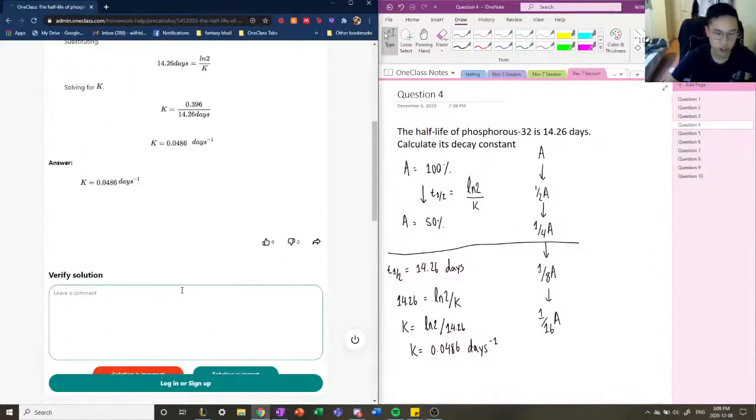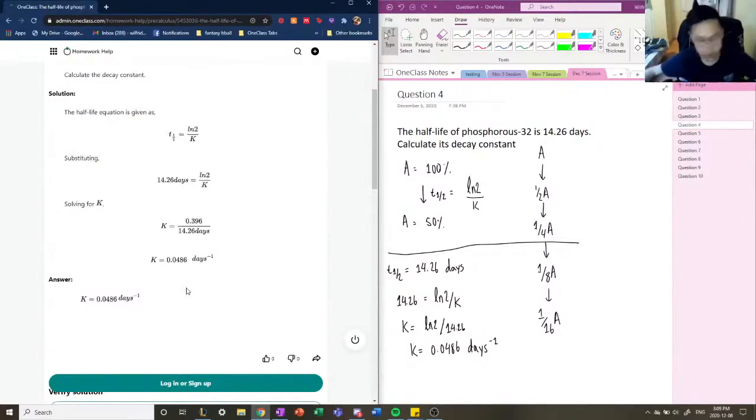So this solution is correct. Let me just check the math real quick, just to make sure that nothing is sketchy. So ln of 2 divided by 14.26. Yeah, so he rounded to 4 decimal places, which is correct. Okay, so that's correct. All right, moving along to question number 5.